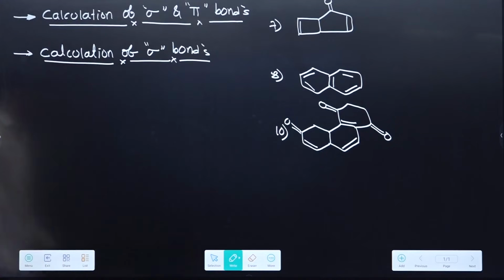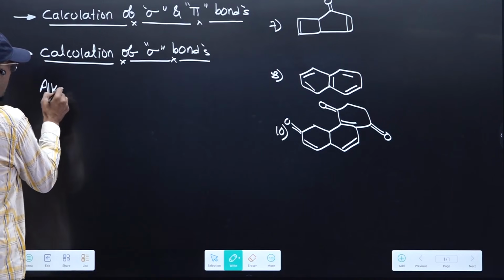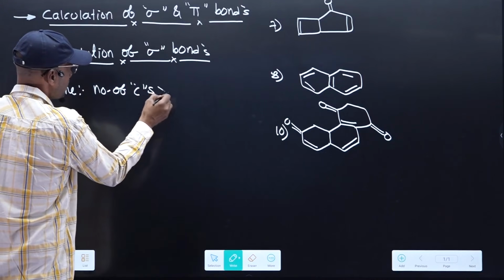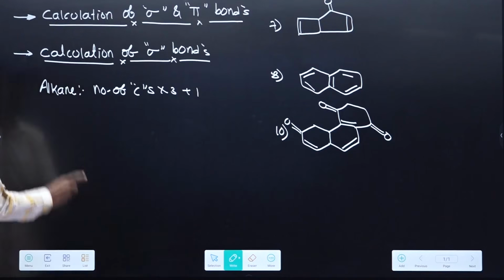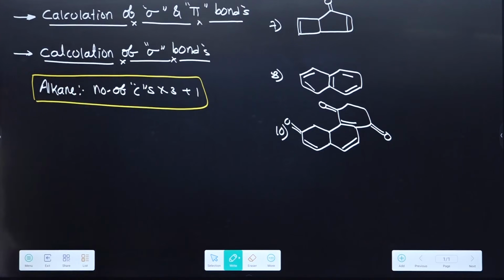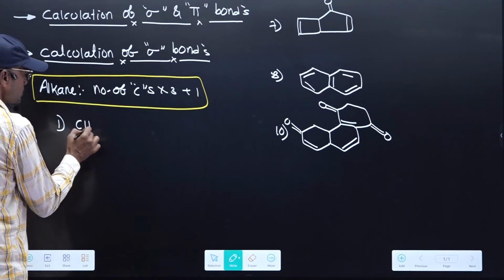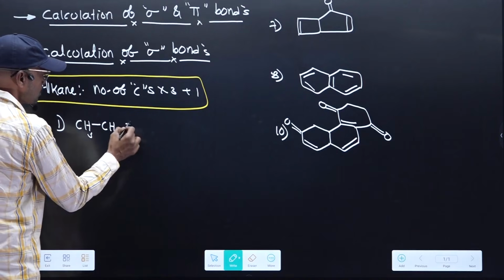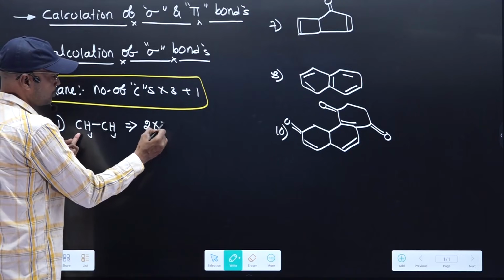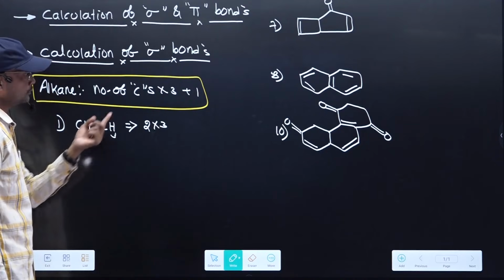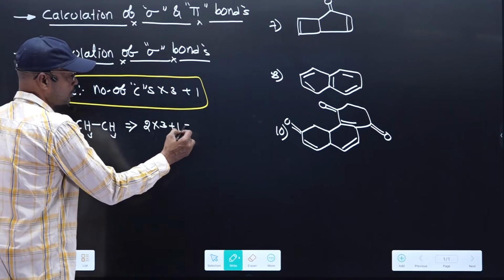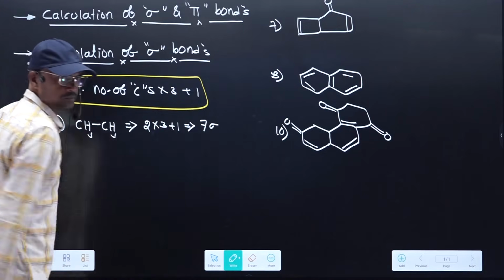Calculation of sigma bonds. Suppose I take an alkane. Remember: number of carbons multiplied by 3 plus 1. This is the formula for alkanes. If any alkane is given, you need to find out like this. Suppose I give ethane, how many sigma bonds are present? Number of carbons, how many are there? 2. 2 into 3 plus 1. Total how many? 7 sigma bonds.